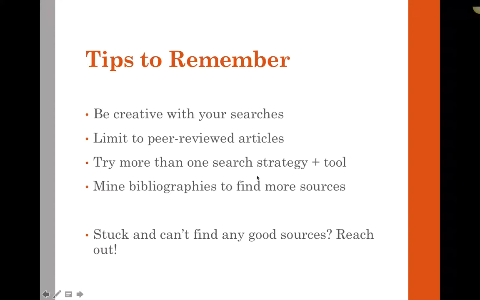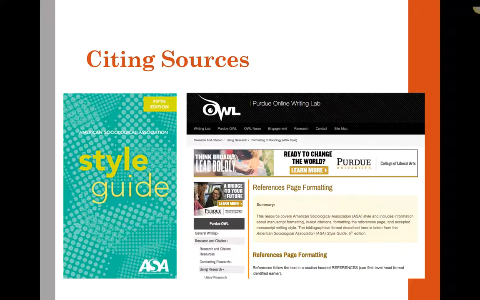Try to search in more than one place. So I've introduced 3 separate tools that you can use. Try different tools, try different search strategies, and then when you find a source that's really great, you want to make sure that you look at the references from that source to see if there are others that you can find to include in your own research. And then finally, if you're stuck and you can't find any good sources, now you've been introduced to me and you can reach out and get assistance, and I can send you some strategies and tips.